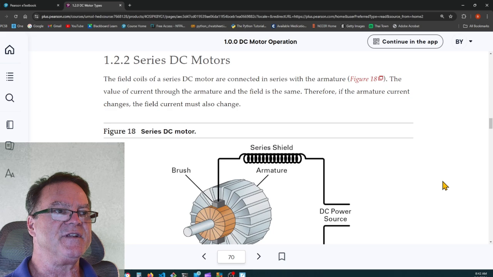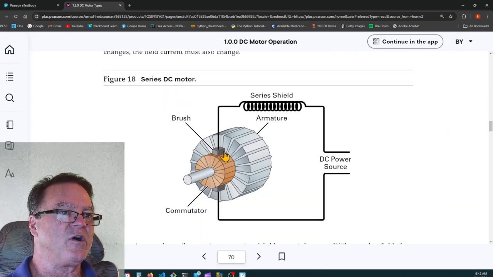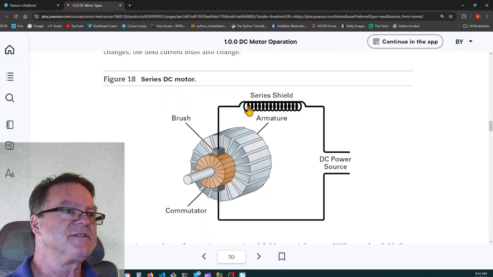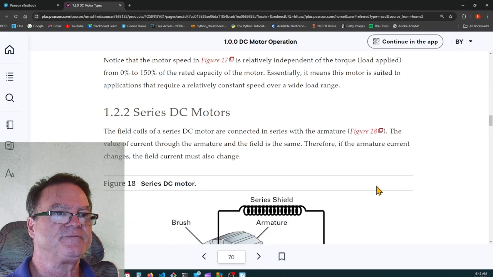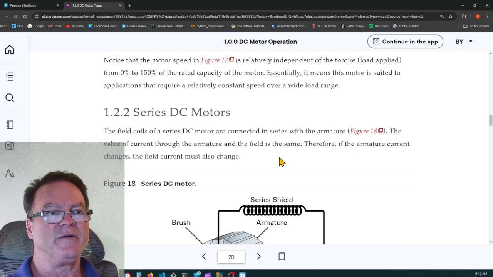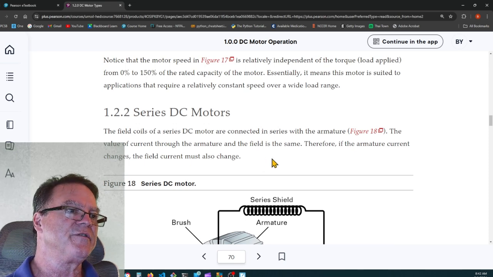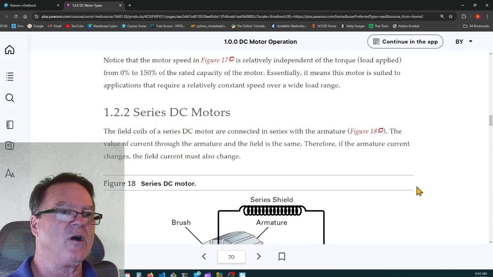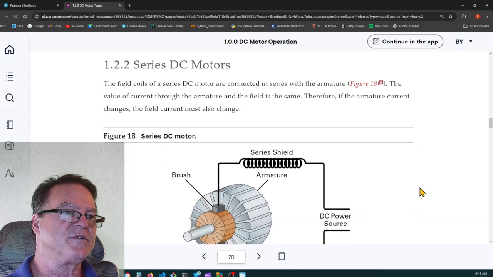The series DC motor. So here we have the armature, and it's in series with this series field winding. Okay. So the same power, same current runs through the series field winding and the armature back to the power source. So the field coils of a series DC motor are connected in series with the armature. The value of current through the armature and the field is the same. Therefore, if the armature current changes, the field current must also change.